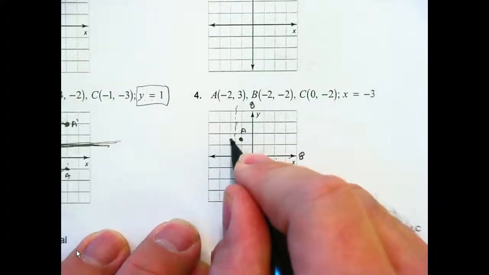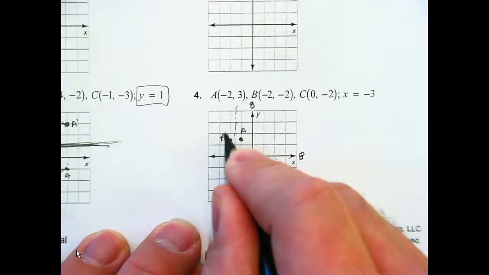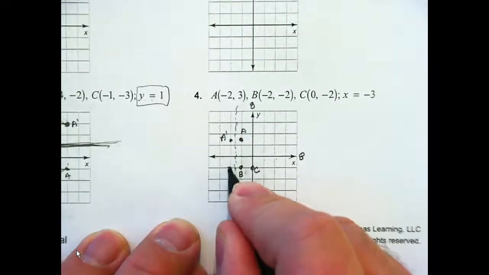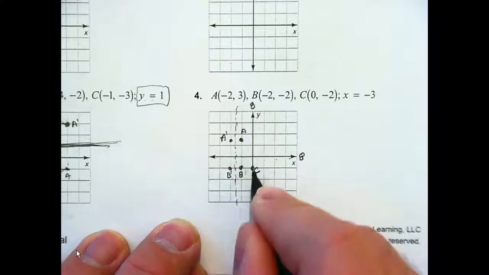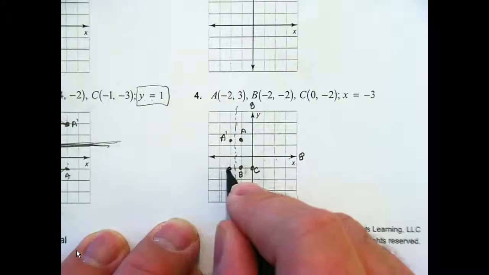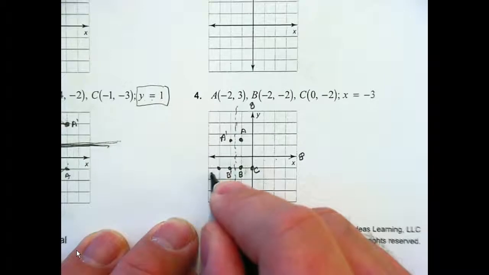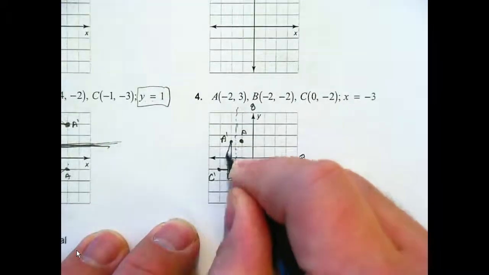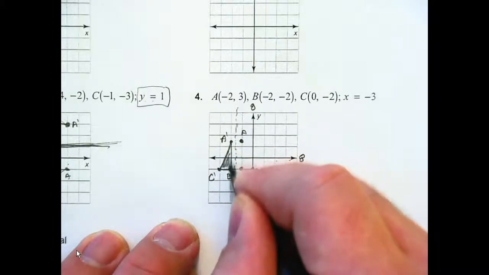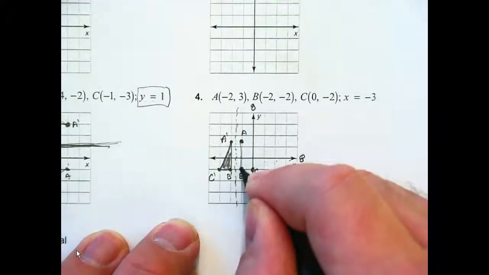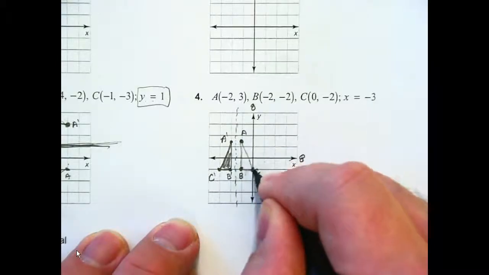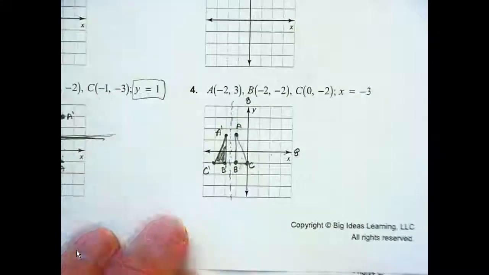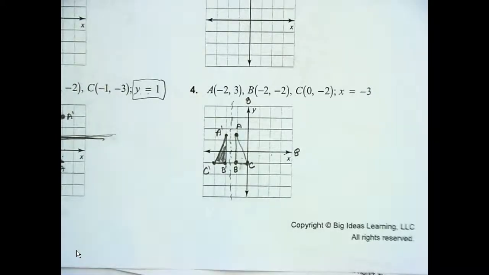When I reflect, there's A prime, same distance away. B prime, same distance away. And C prime, same distance away. Reflected. So our image and our pre-image. So pre-image, image there. Okay, how many got it? All right, questions?